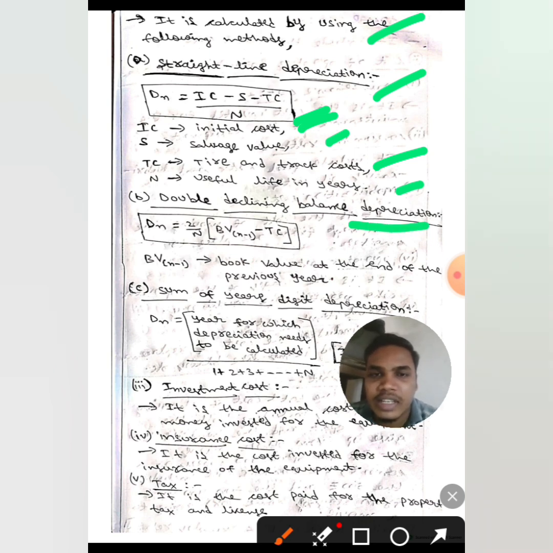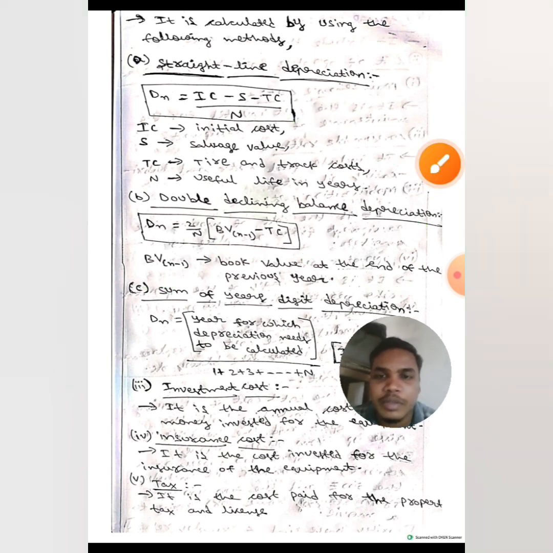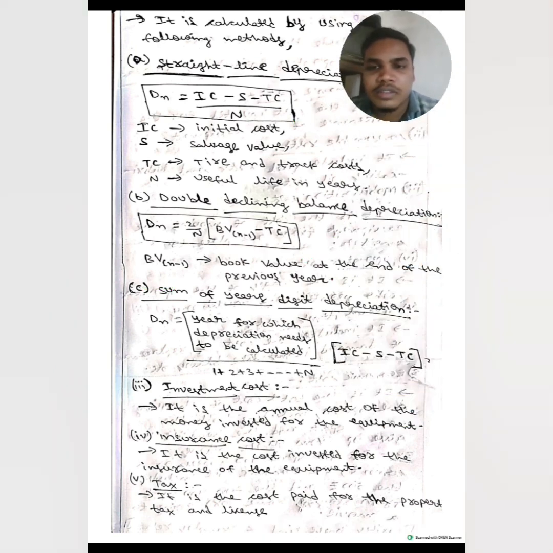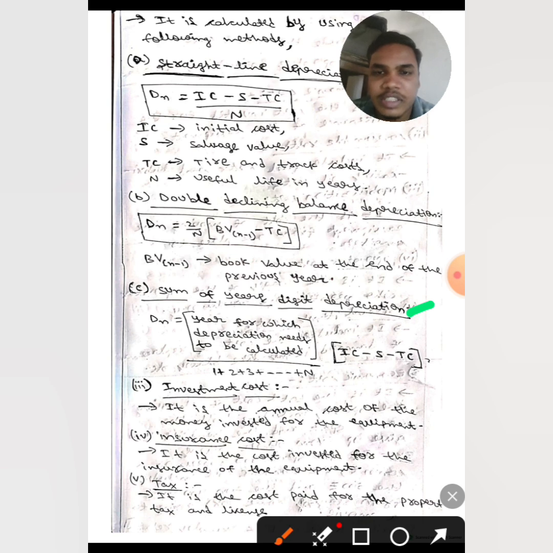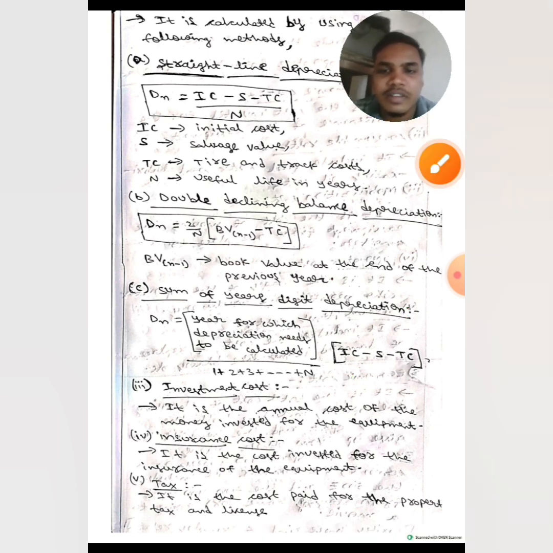The next method is double declining balance depreciation. Here we use the formula Dn equals 2 by n into (BVn-1 minus TC). Here BVn-1 is the book value at the end of the previous year. The next one is the sum of years digit depreciation. Here we use the formula Dn equals the year for which depreciation needs to be calculated divided by (1 plus 2 plus 3 and so on up to n), into (IC minus S minus TC).